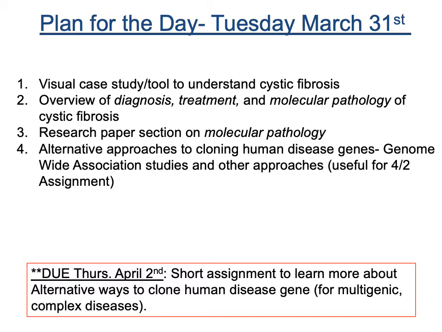And then we'll finish this PowerPoint up by describing a little bit of some of the alternative approaches to cloning human disease genes, talking about GWAS, genome-wide association studies, and some other approaches. So especially for complex diseases, you'll probably see that their approach to cloning the gene associated with the disease is quite different from the approach used for CF or monogenic diseases. And this last section of the PowerPoint should also be helpful for your assignment that's due on Thursday, April 2nd.